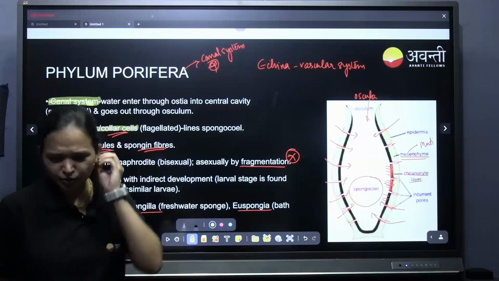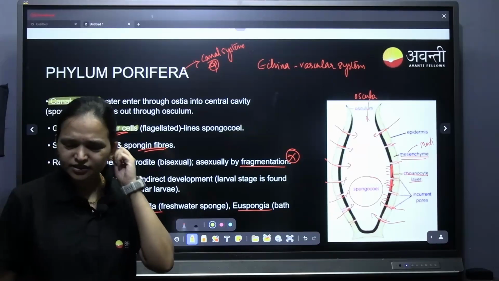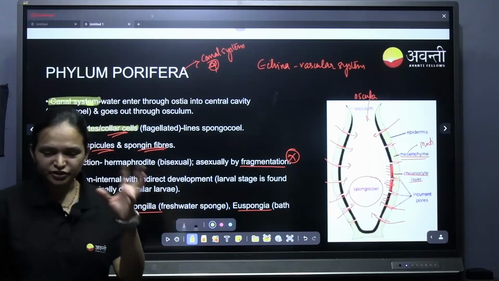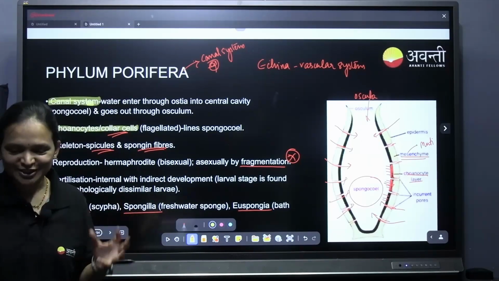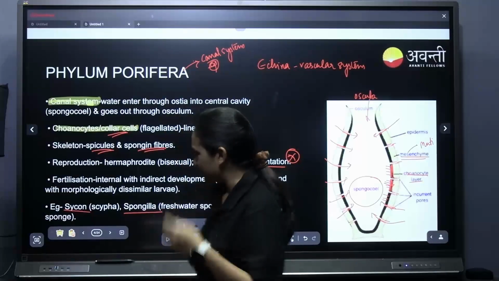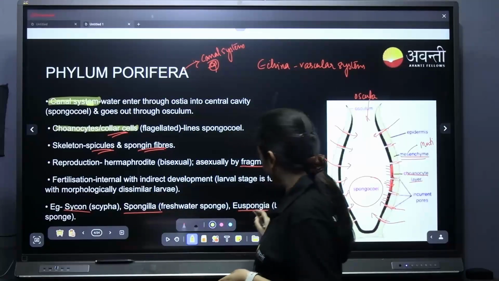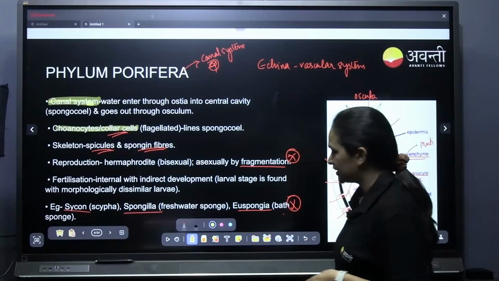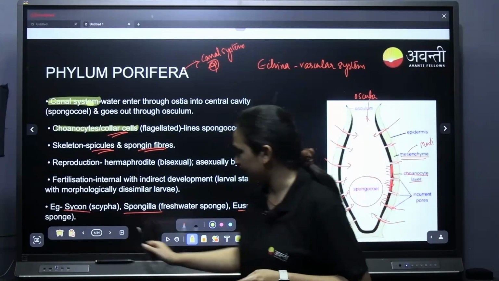Have you seen SpongeBob SquarePants? It was an animated cartoon. In that, SpongeBob was a sponge. It is a bath sponge, the same. Euspongia is a bath sponge. Just remember this, it is important. Shall we move on to the next phylum?